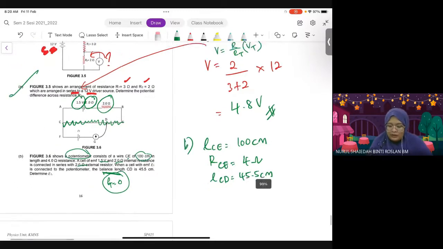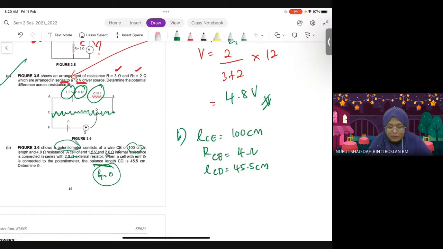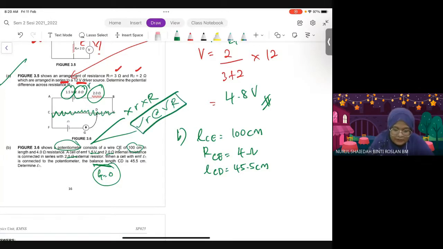Okay. So kalau ingat lagi apa yang saya cakap pasal potentiometer, kita akan pecahkan dia kepada 2. Potentiometer ni ada 2. Satu tak ada R. Satu ada R, or salah satu ni atau dua-dua. Maknanya dia ada isteri atau anak lah. So dalam kes ni dia ada R kecil, dia ada R besar. So we will use this formula lah.